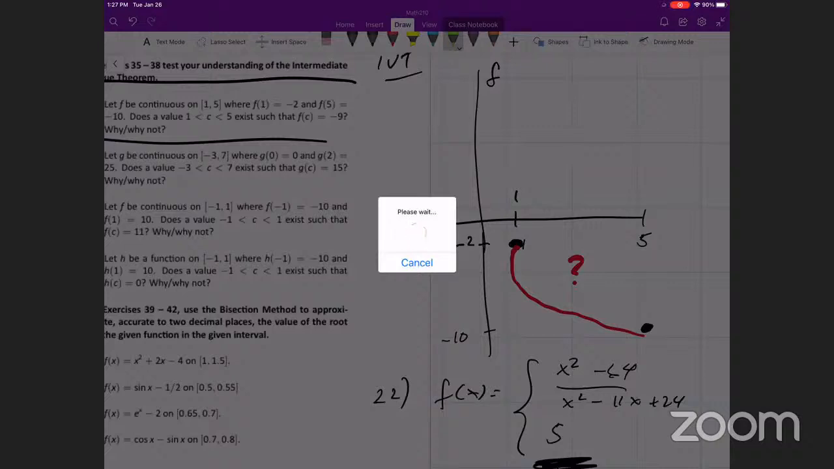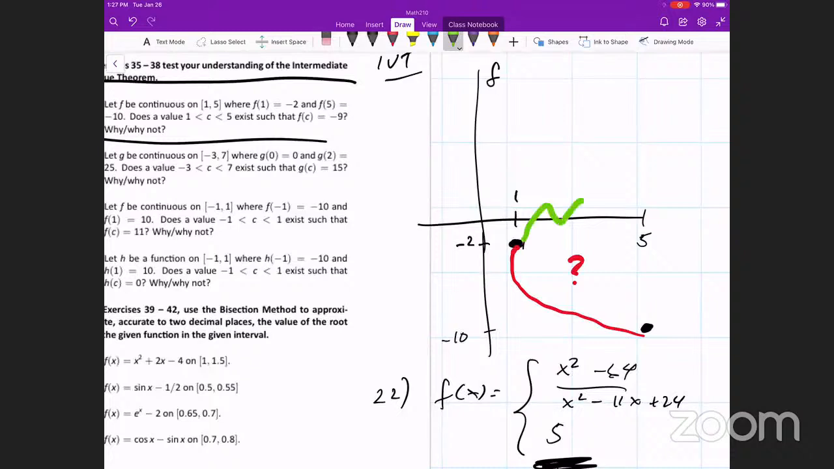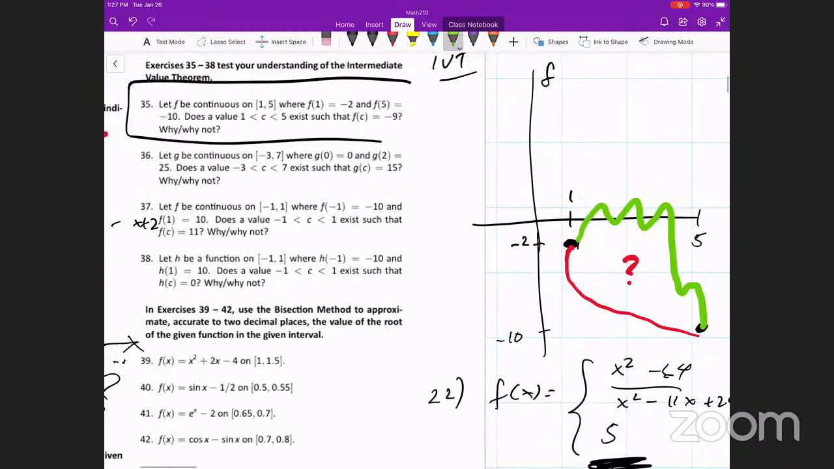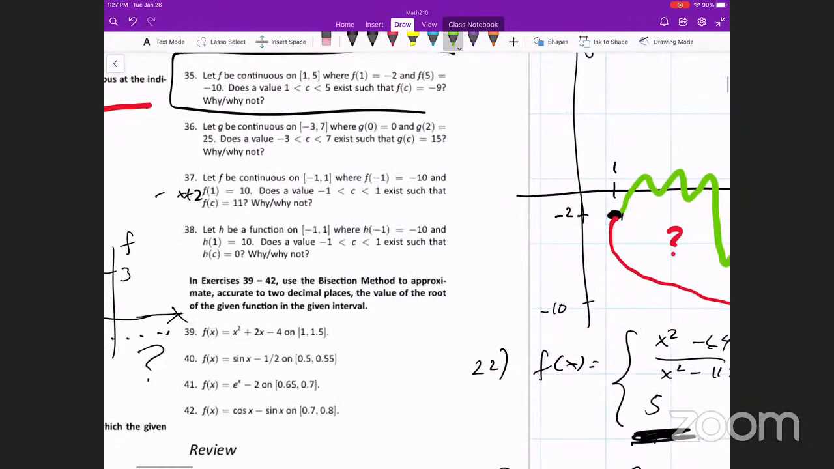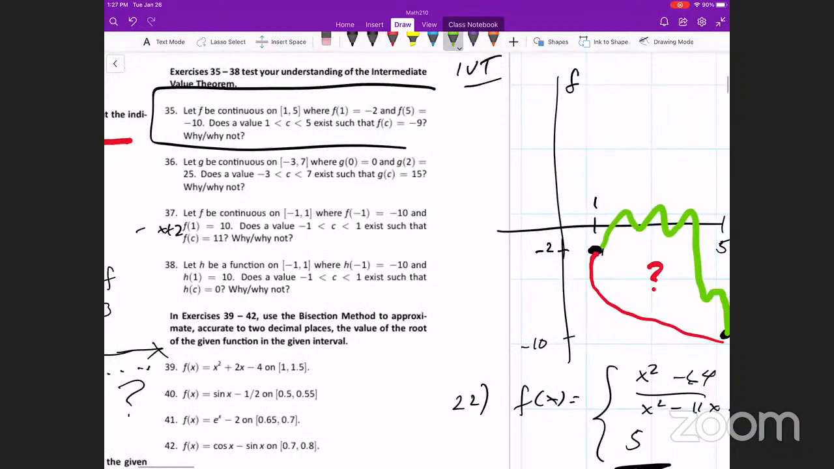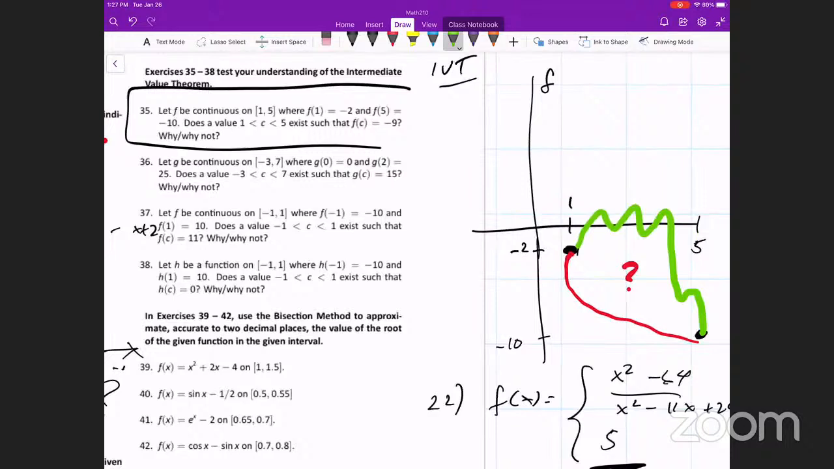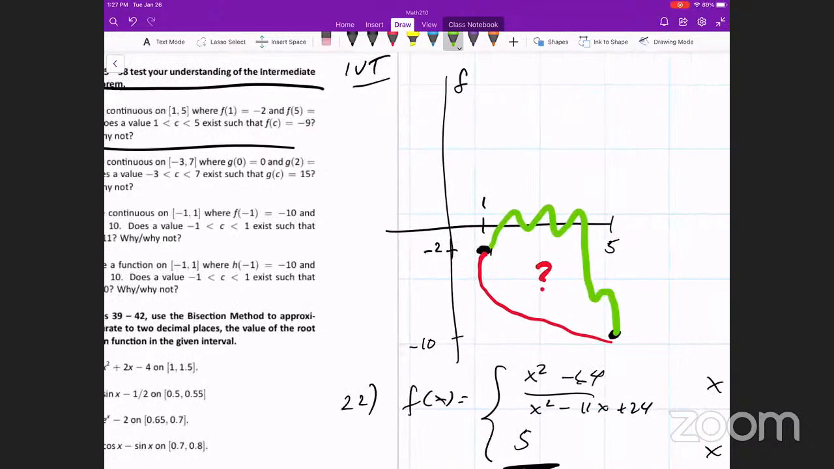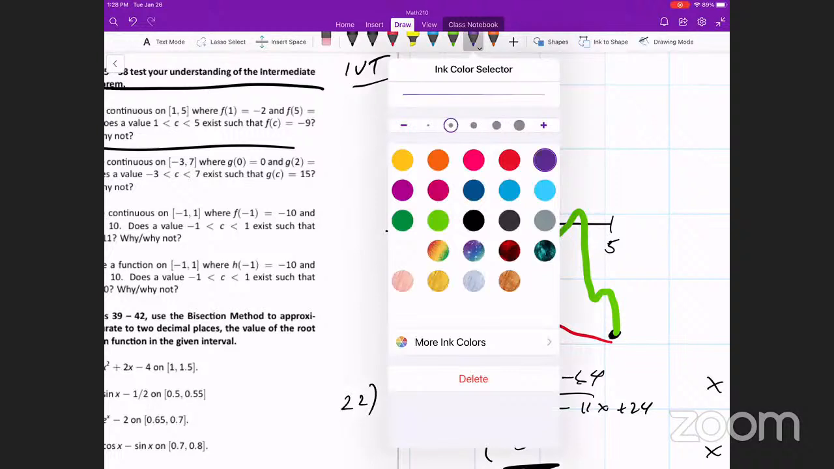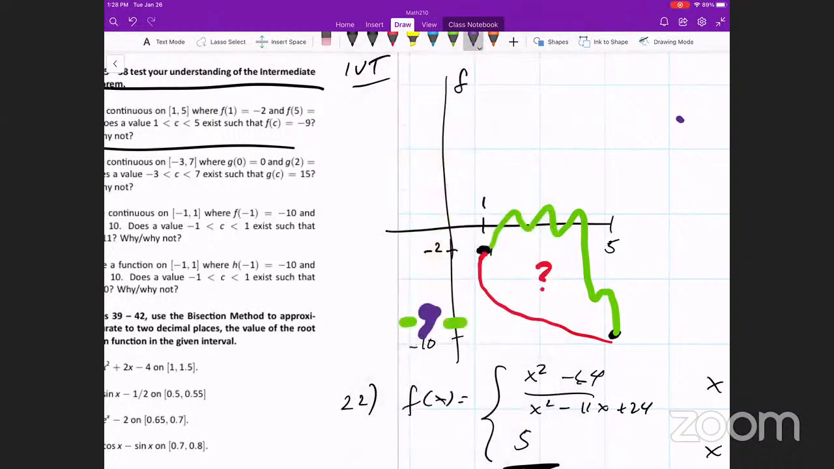Or it could look like this. I don't know what the function is going to look like, but I do know it's going to be continuous. And so the question is, is this function necessarily going to hit -9? In other words, is it going to hit this spot right here? Is there some place where it's going to hit right at that spot?